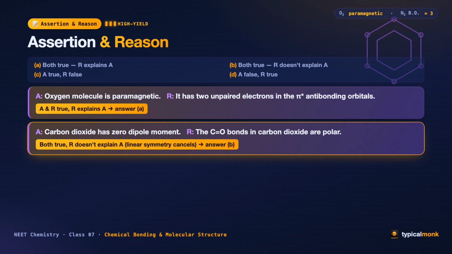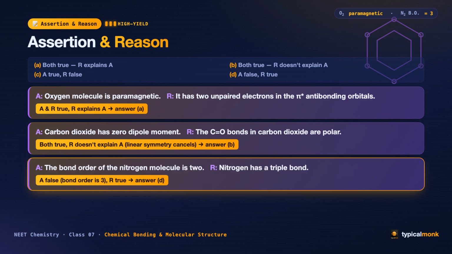Second one. Assertion: carbon dioxide has zero dipole moment. Reason: the carbon-oxygen bonds in carbon dioxide are polar. Both statements are true. No doubt, the bonds truly are polar, and the molecule truly has zero dipole. But pause. Does the polarity of the bonds explain the zero dipole? No, the dipole is zero because the molecule is linear and symmetric, so the two equal bond dipoles point opposite and cancel. Both true, but the reason does not explain the assertion. Option B. This is the trap that catches John every time.